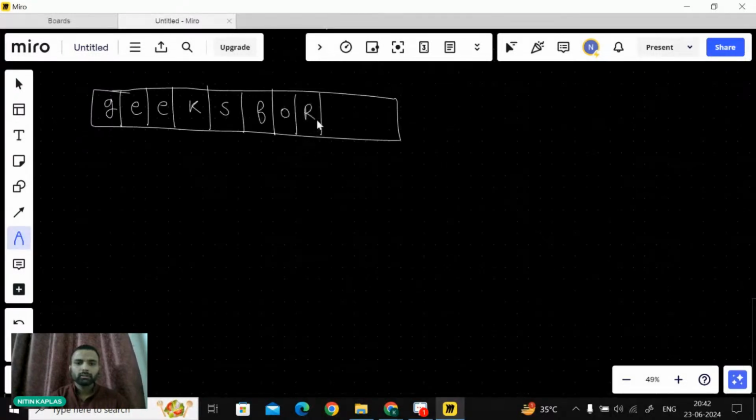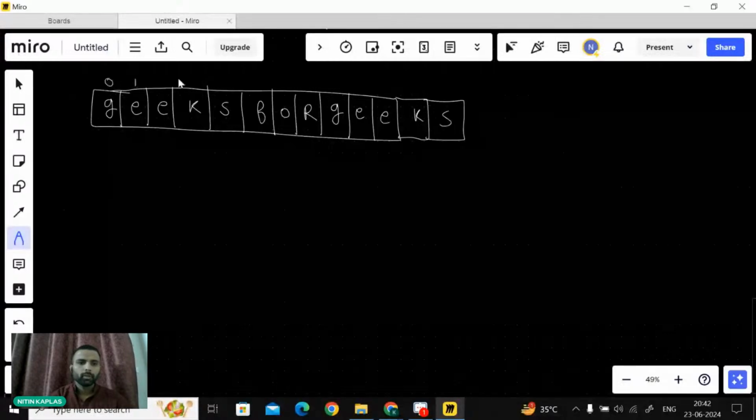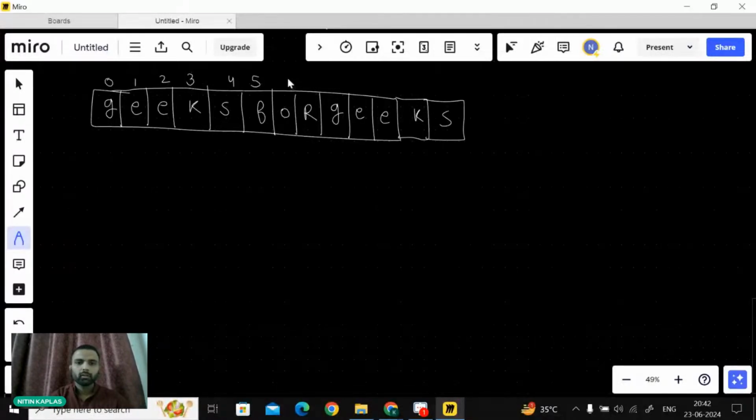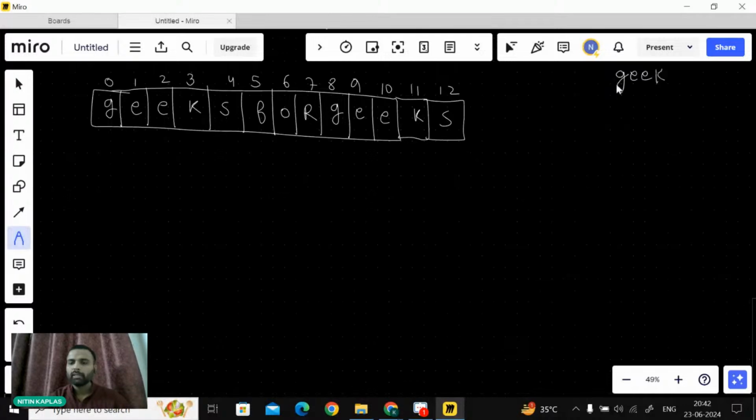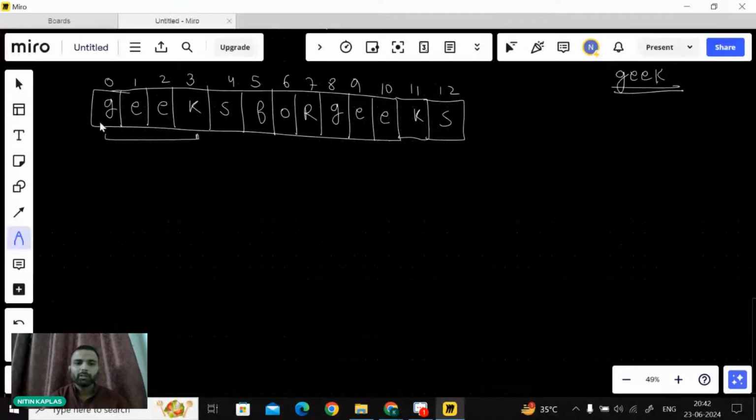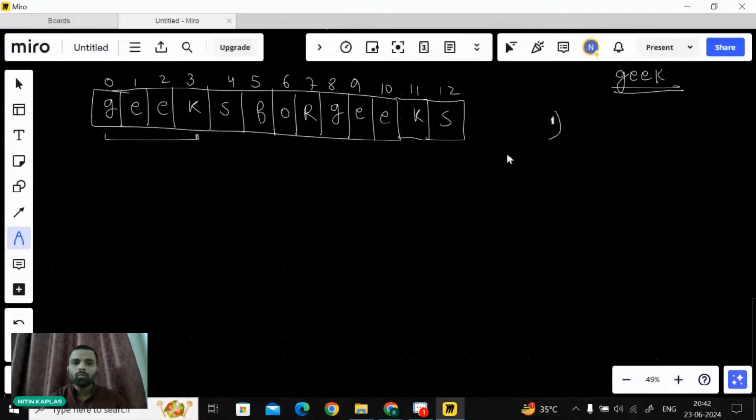So here we have G double E K S, Geeks for Geeks. Okay, so let me number the indexing part. If you see here, our target is just to count how many times the subsequence geek came, right? Now, if you see here, this is the first one I have. It's the subsequence part, so let me write it here in the form of indexing.